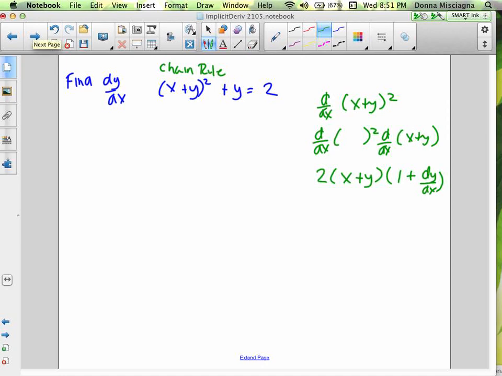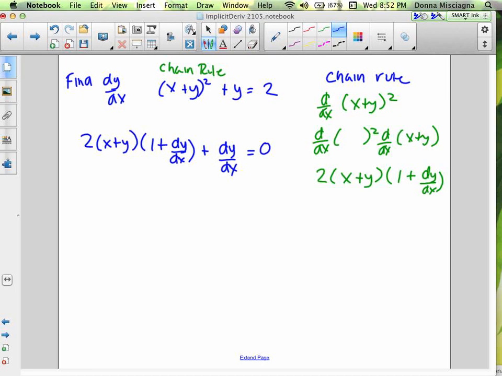Right? So, and then, if you notice, our dy dx is stuck there in a product. You will have to simplify that, but before we do that, let's come over to our derivative. So the derivative of the x plus y squared, we just did off to the side here, little chain rule part, just to review that. So that would be 2 times x plus y times 1 plus dy dx. We got a dy dx stuck there. Derivative of y is dy dx, and the derivative of 2 is 0.